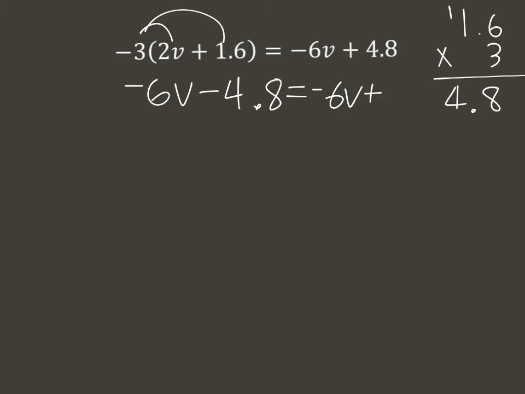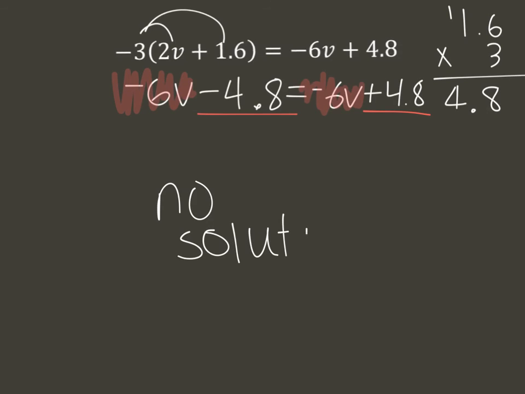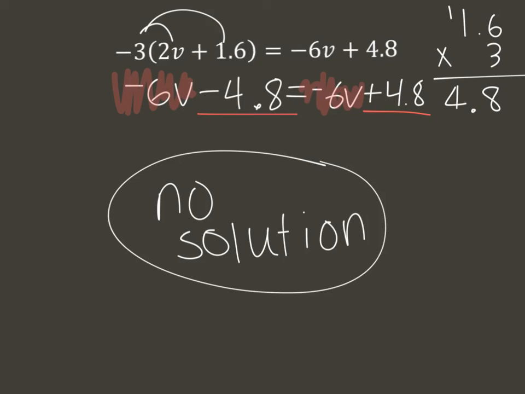Bring everything else down. Now, looking at this problem, I look at my coefficients first. Both of my coefficients are negative 6v. Okay, so my coefficients are the same. Second thing I look at are my constants. I have a negative 4.8 and a positive 4.8. Those are not the same. Remember, your signs need to be identical as well, and in this case they are not. So same coefficient, different constant. There is no solution to this problem. That's all you need to put, and you are done.